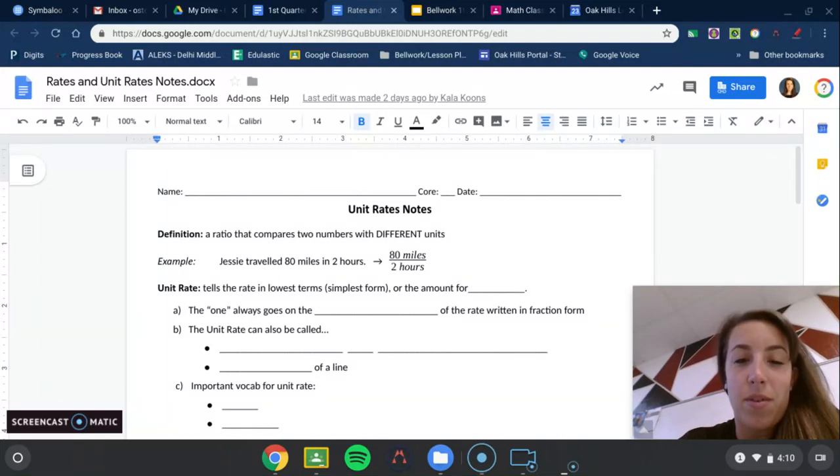All right, guys, now we're going to move on to your unit rate notes. You previously had learned all about ratios, and this time we're going to learn about unit rates. So let's go over the definition and we can go ahead and get started.